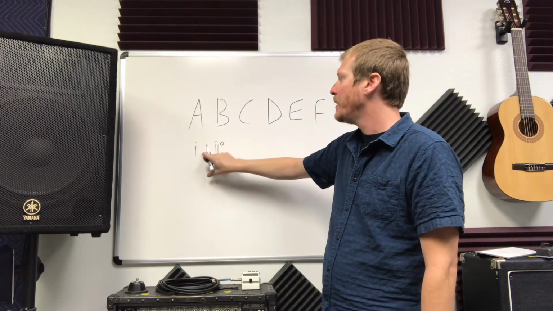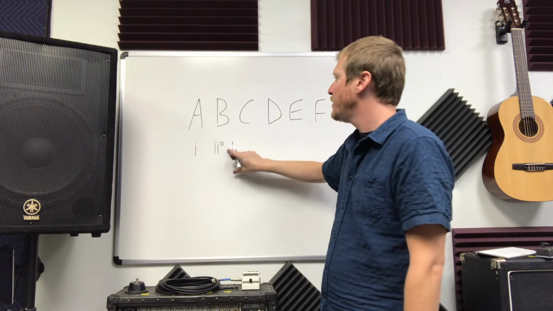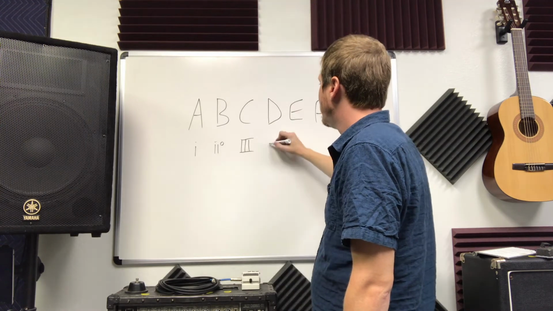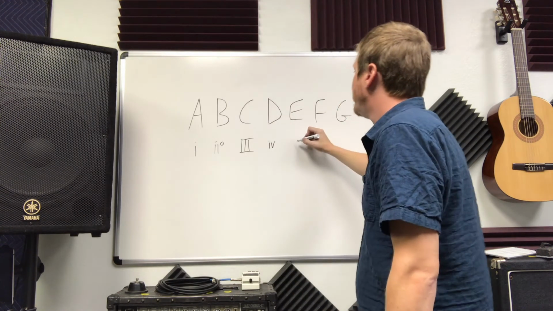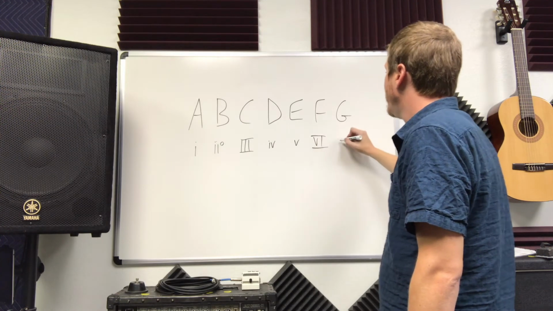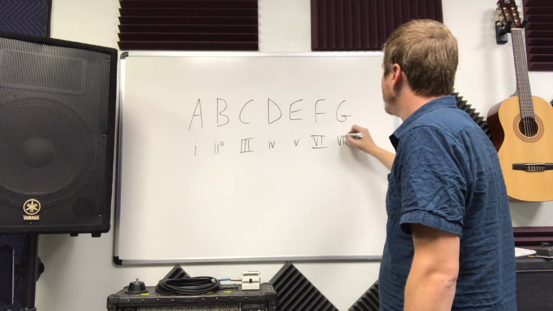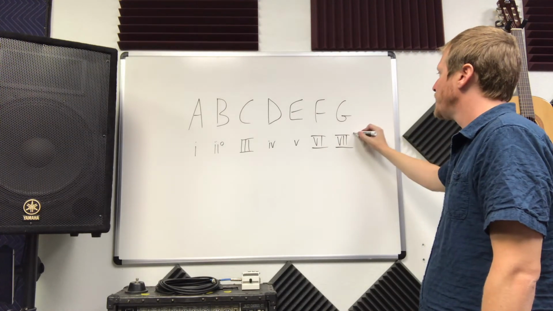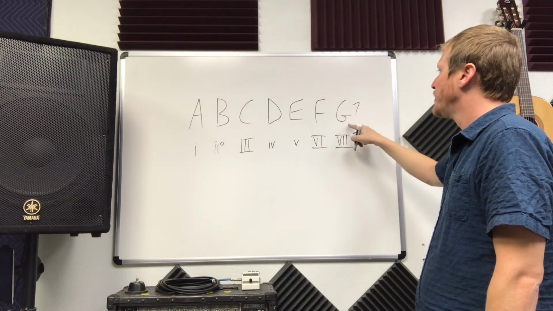So we have 1 is minor, okay, 2 is diminished, 3 is going to be major, and then 4 is going to be minor, 5 is going to be minor, and then the 6 is going to be major, and the 7 is also going to be major, but if you remember in the key of C, the G was a 7, so we're actually going to call this a 7th, okay, which is our dominant chord.